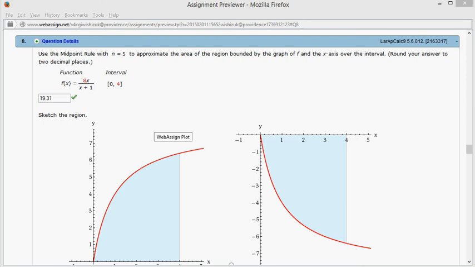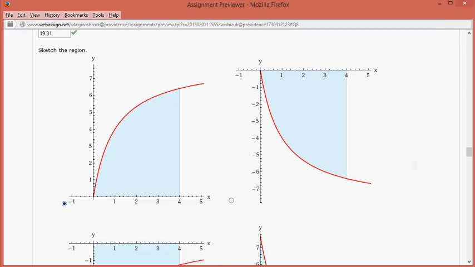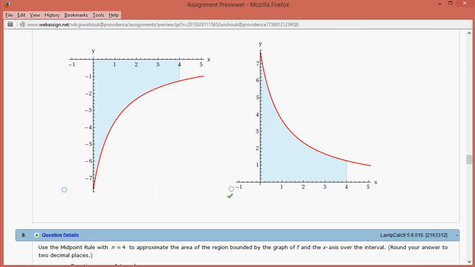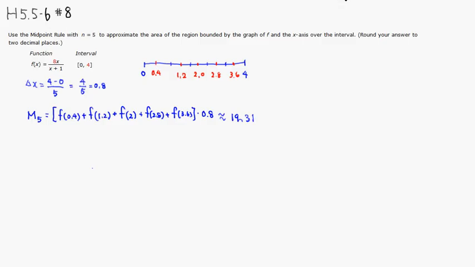Alright, it came back and it looks like we got the midpoint correctly and the graph correctly. Alright, that's it. I hope that this was clear.